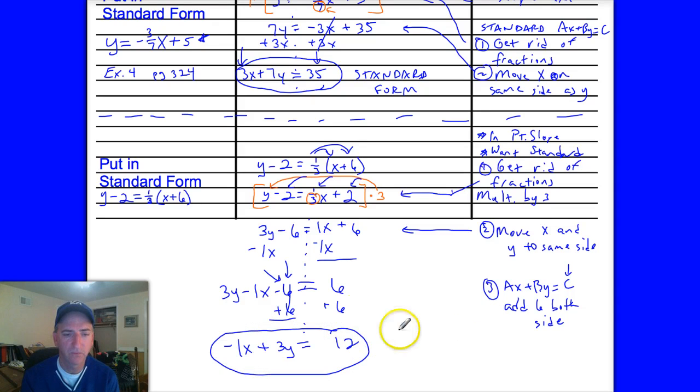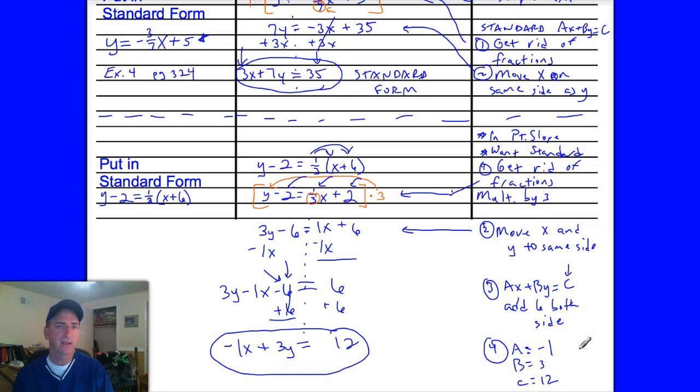Standard form. Let's add a part here. A equals negative 1. That's an integer. B is equal to 3. And C is equal to 12. So I have all integers. I have x and y on the same side. And I have C, the non-variable numbers, on the right-hand side.